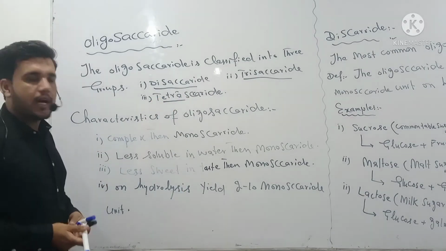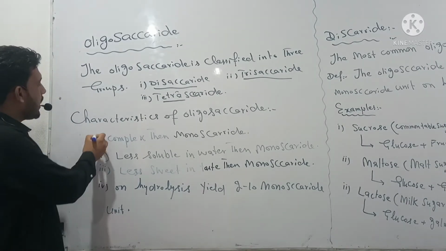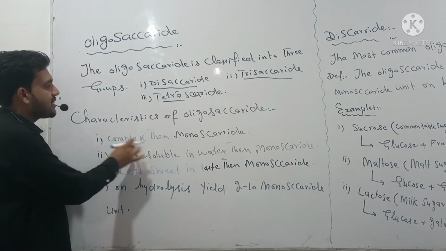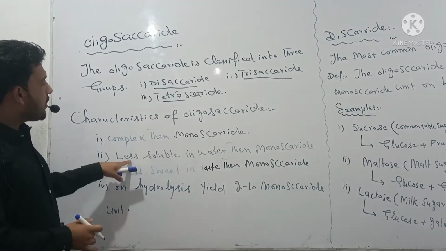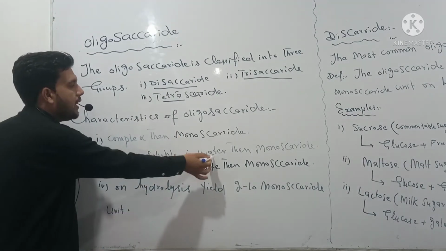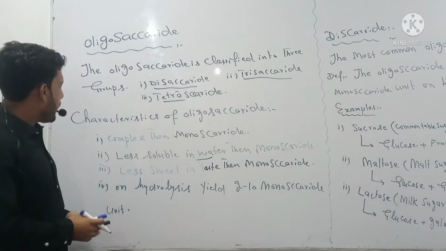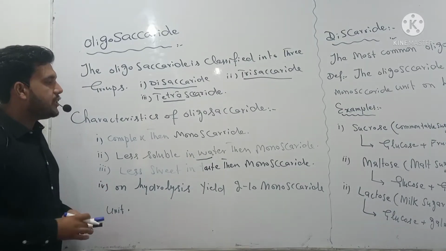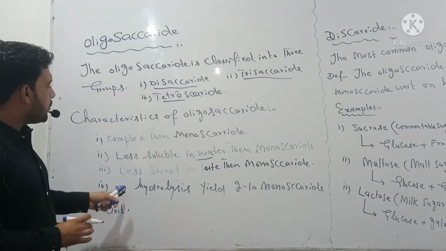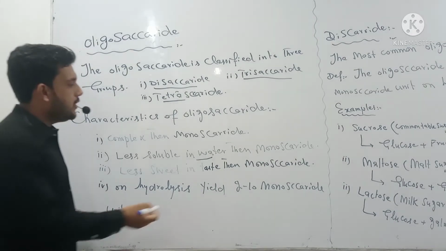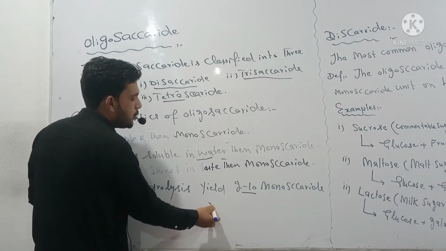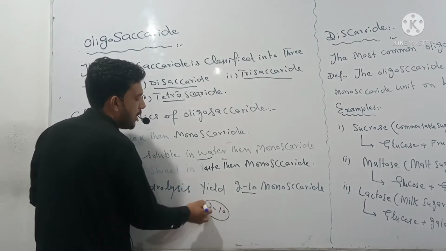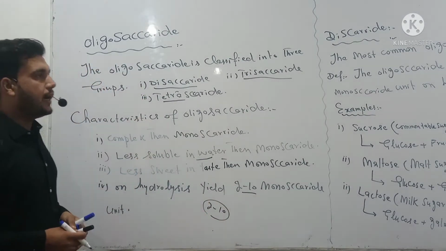Now the characteristics of oligosaccharides. First, they are more complex in structure and properties than monosaccharides. The second property, they are less soluble in water than monosaccharides. The third property, they are less sweet than monosaccharides. And the fourth, on hydrolysis, they give 2 to 10 monosaccharide units. In simple words, we say 2 to 10 monosaccharide units are found in an oligosaccharide.